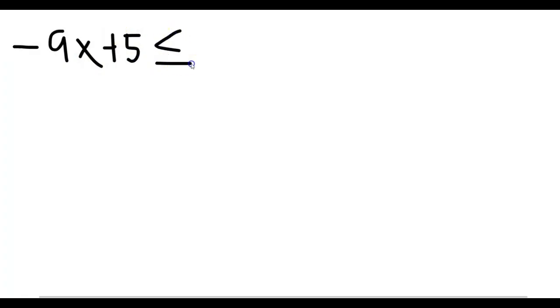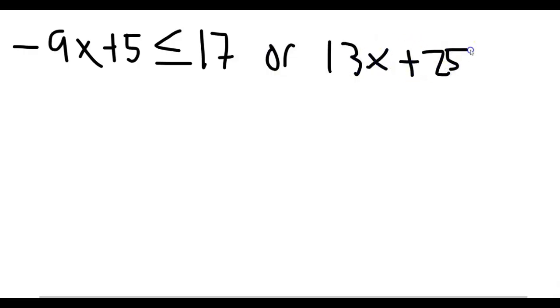Let's go over compound inequalities. Let's say we have negative 9x plus 5 is less than or equal to 17, and then or 13x plus 25 is less than or equal to -1.